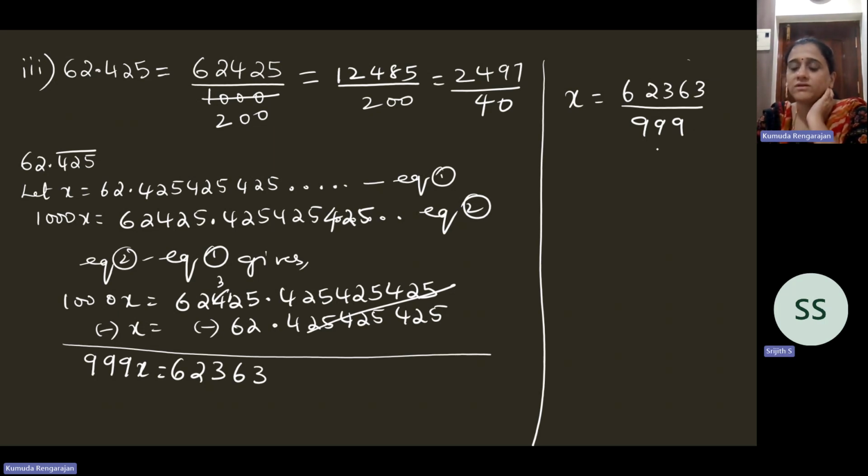All right. Now when you do 62,363 divided by 999, we get 62.425, 62.425 going on forever. Yes, ma'am.